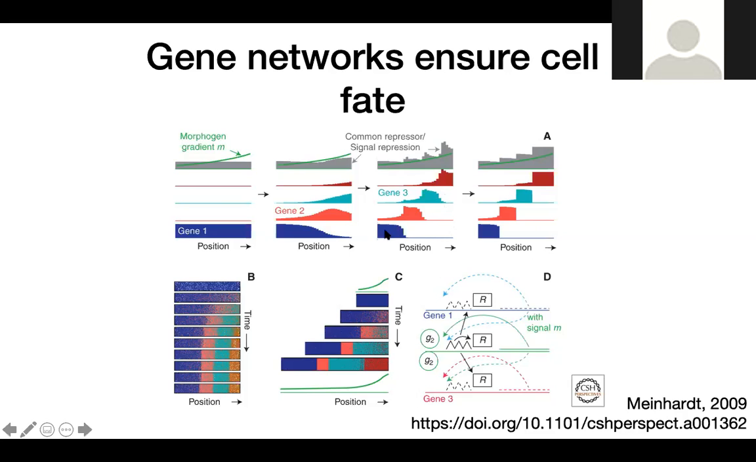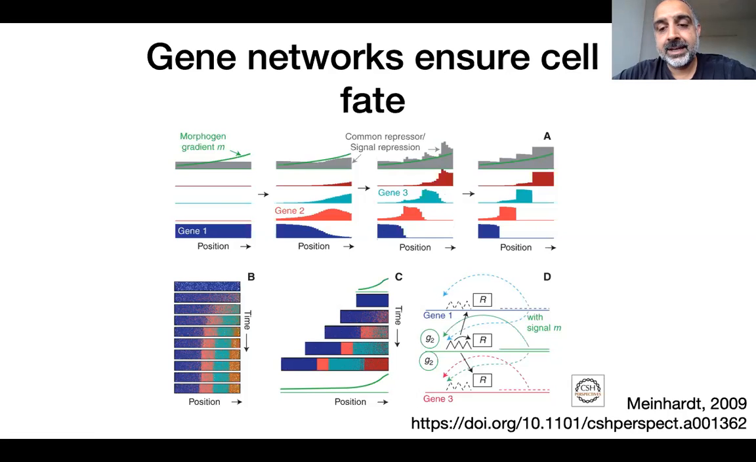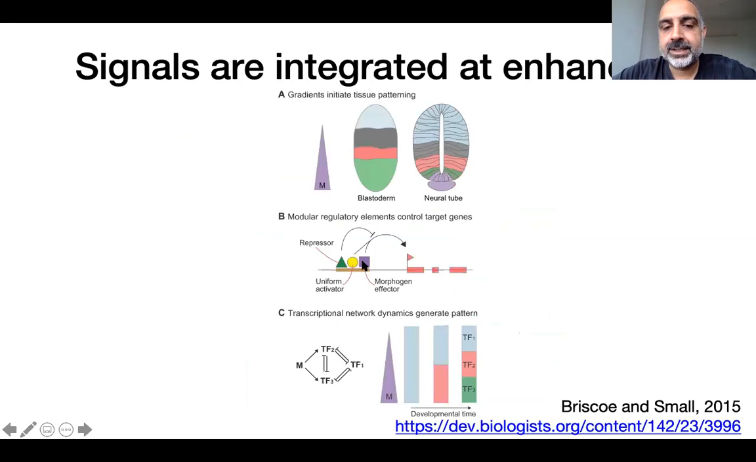So the reason for this discontinuity is because of the way the enhancers are wired in the nucleus. And so, like I told you, enhancers can have repressors, activators, and kind of effectors, which are responses to the morphogen.